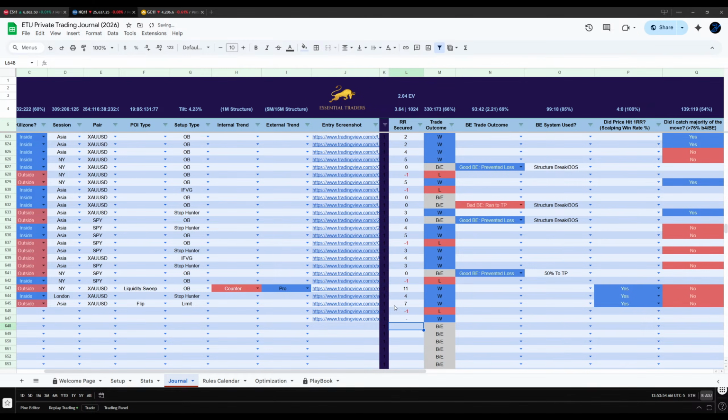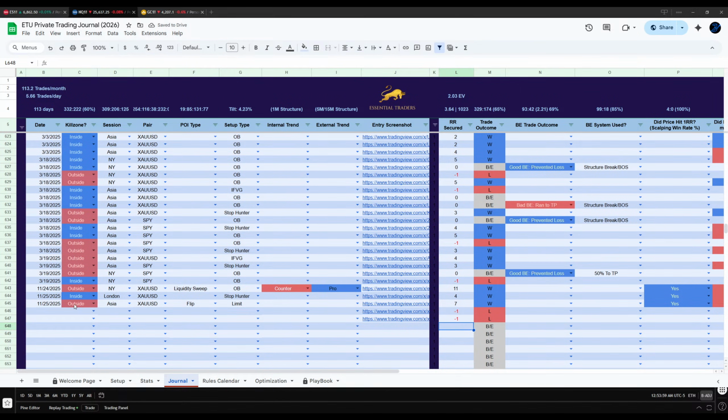This is -1, -1. I took 2 losses. Sorry, -1. And these 2 are in kill zone. So if you don't know how to copy and paste in sheets, hold control on the side, boom, you just drag it down. These are now actually London trades in session.